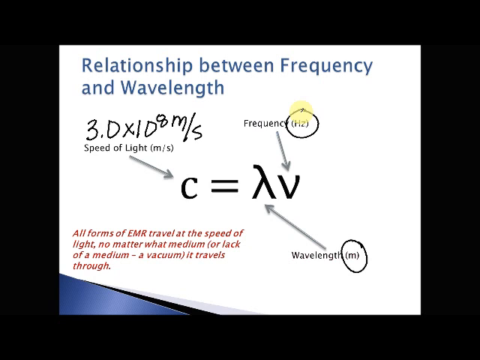And we know that we can use this equation because all forms of EMR, electromagnetic radiation, travel at the speed of light no matter what medium or lack of medium, meaning like a vacuum, it travels through. So if it's flying through air, if it's flying through space, if it's flying through a different type of gas, it all travels at the same speed. And so then we can use this equation for us.